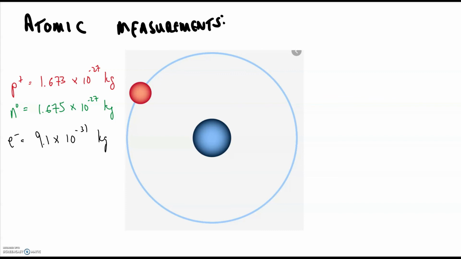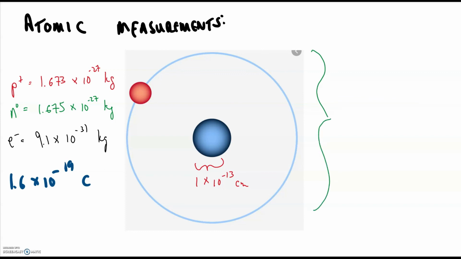We know that atomic charge, for example, the charge on a proton with the charge of an electron is 1.6 times 10 to the negative 19th coulombs. They are equivalent. And lastly, the diameter of the average nucleus is 1 times 10 to the negative 13 centimeters, and the diameter of the simplest atom on average is 1 times 10 to the negative 8 centimeters.